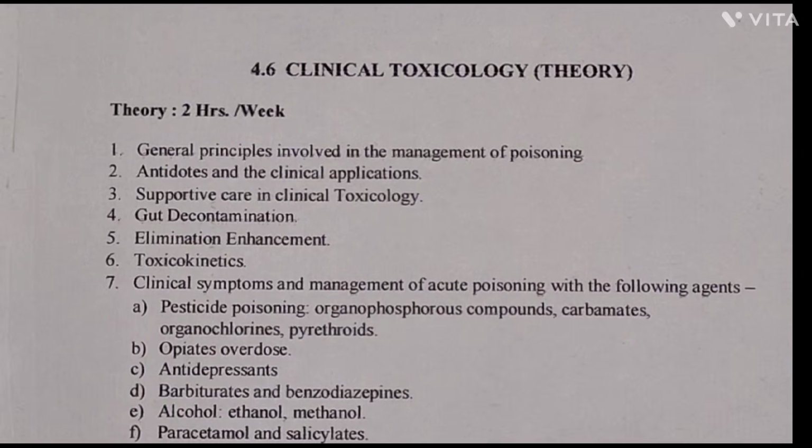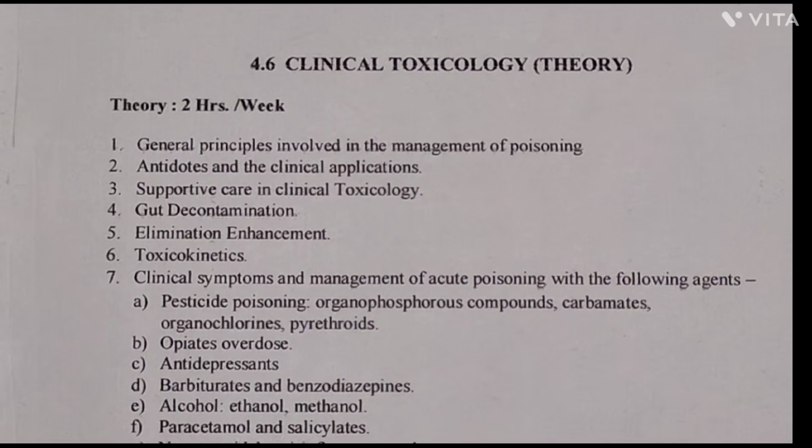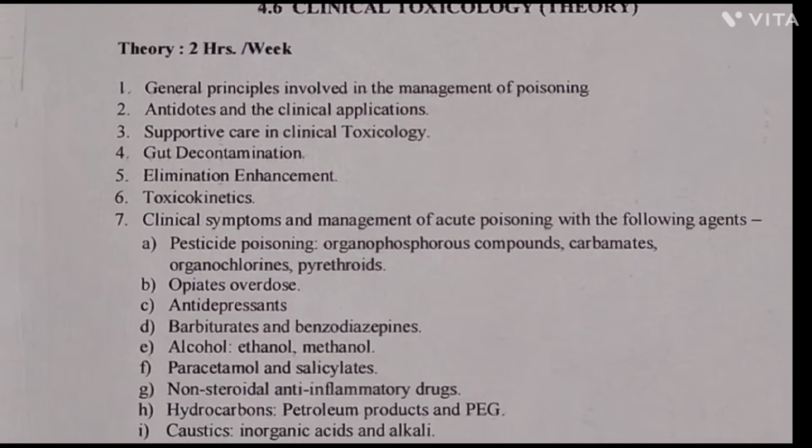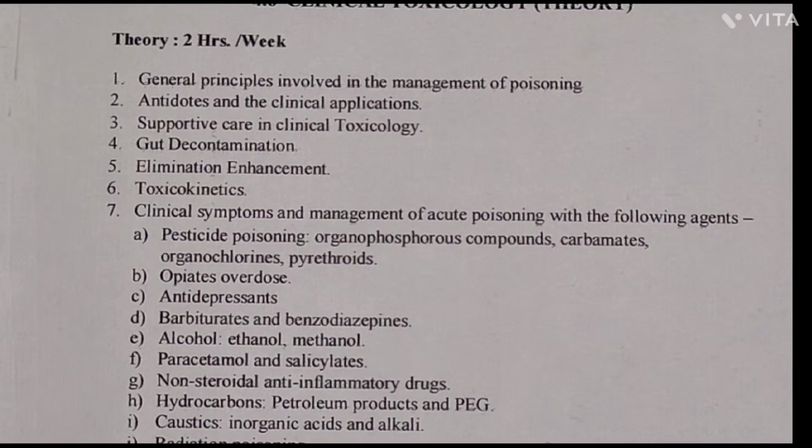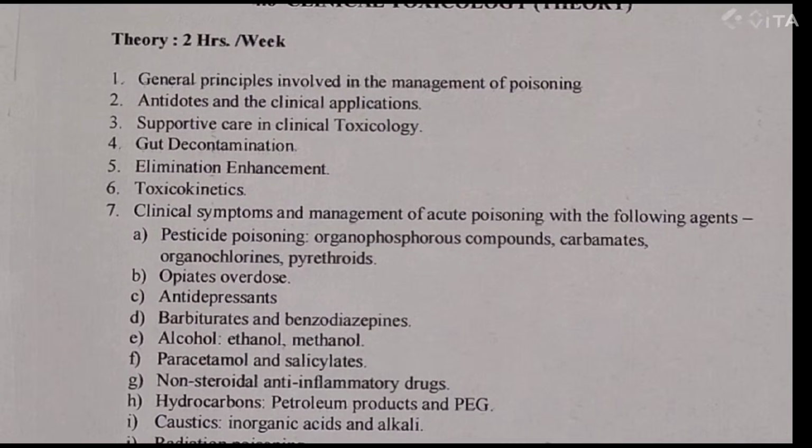Then similarly in chapter 7, we have to discuss the clinical symptoms and management of acute poisoning with some of the compounds which are listed below. So simply what we can say is that there are several types of poisoning. We can classify them into acute effect, then subacute effect, chronic effect and so on.